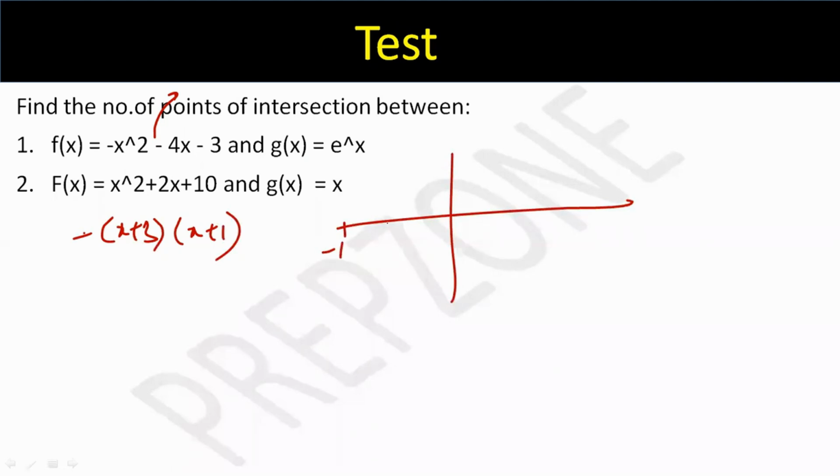x equals to minus 1 and x equals to minus 3. This would have been the graph of (x plus 3) into (x plus 1), but because it's a minus sign, this is how the graph will look like, right? And at x is 0, this has to be minus 3. That's the graph.